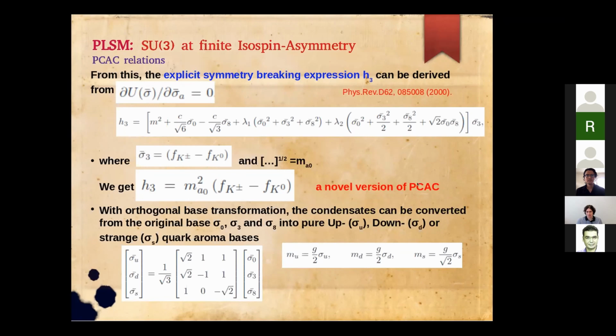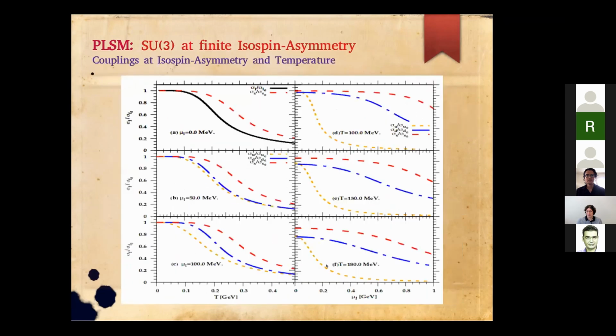This is a novel version of the PCAC in which we manifest the consequence of the finite isospin asymmetry, where the different couplings to the up, down and strange quarks are related to the sigmas 0, 3, and 8 like this. And also the couplings are related to the quark masses using these expressions. Now, in order to determine the isospin, we have to minimize our potential. I'm showing you the results here.